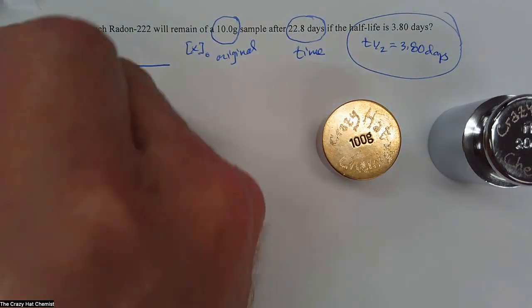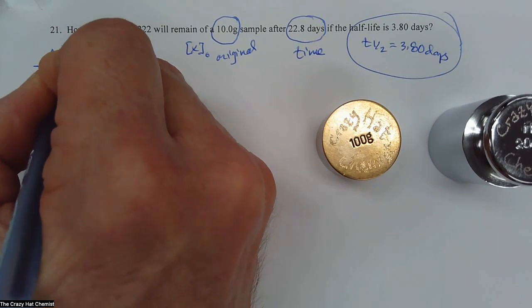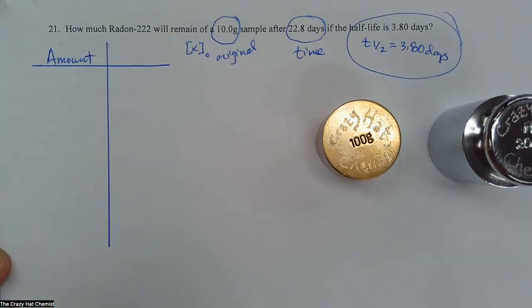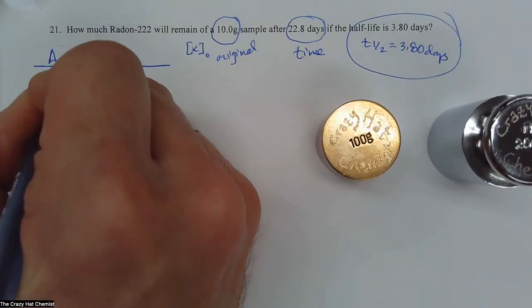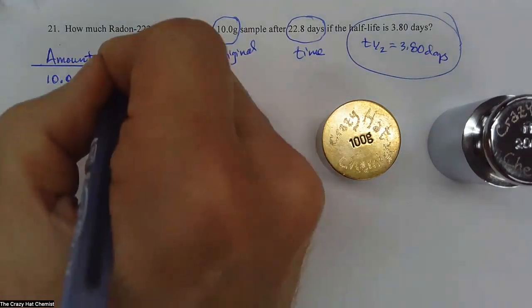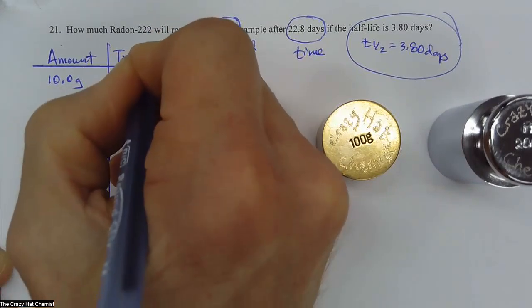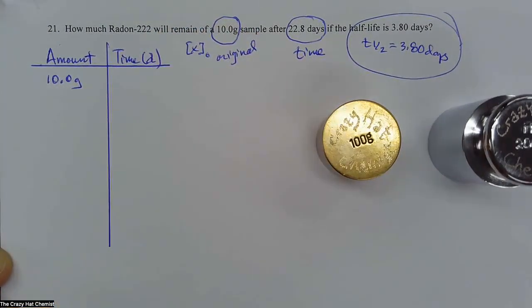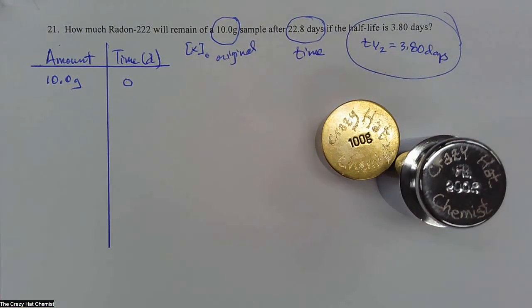So this is columns. We have the amount. And the amount that we're starting off with is 10.0 grams. And then we have time. And that's in days. Day-o, day-o, day-o. All right, so you can continue the rest of the song if you want.